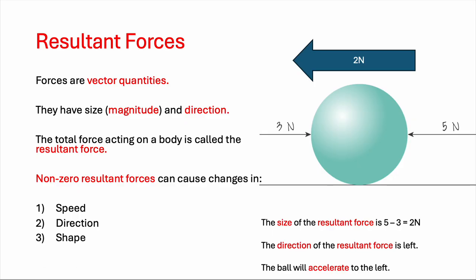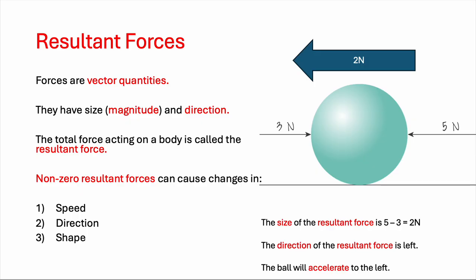Another thing it could do, which we've not discussed so far, is it could change the shape. This might be an elastic ball, and due to the squashing of those two forces, it might change the shape. And we see that later when we're studying springs, etc. So non-zero resultant forces will allow those three changes to happen. They might change the speed or the direction, acceleration, or it might change the shape. It doesn't change the mass of the object, it still stays the same mass.